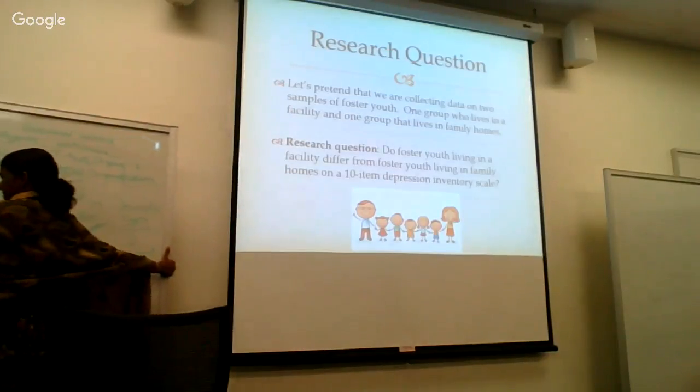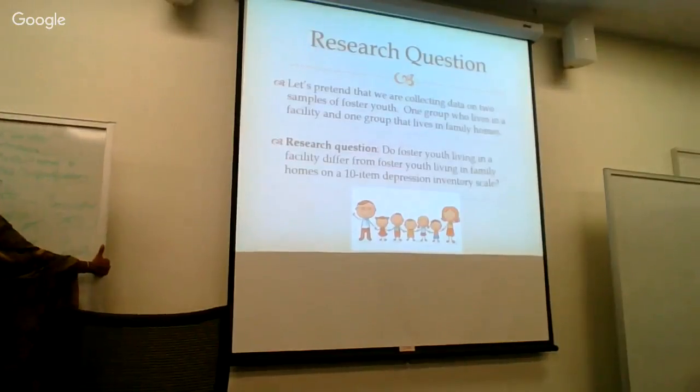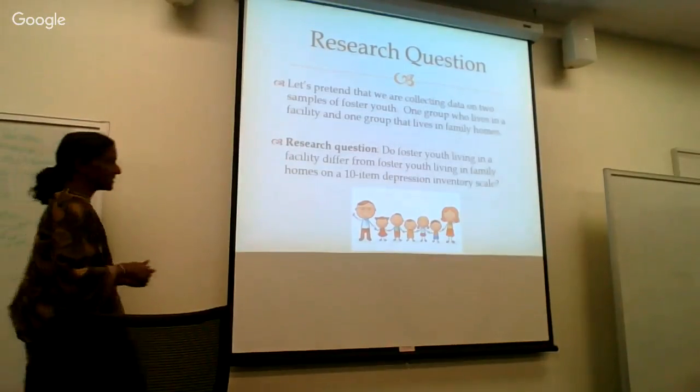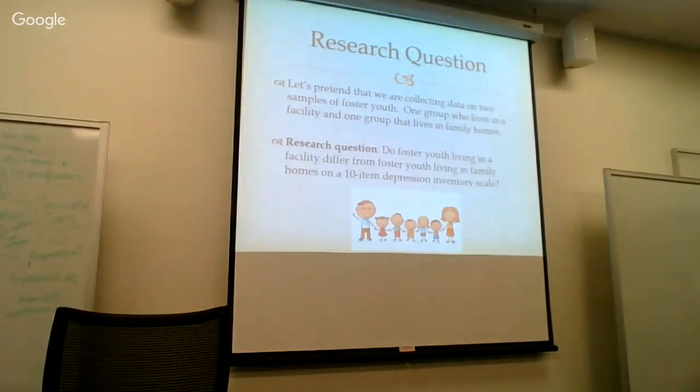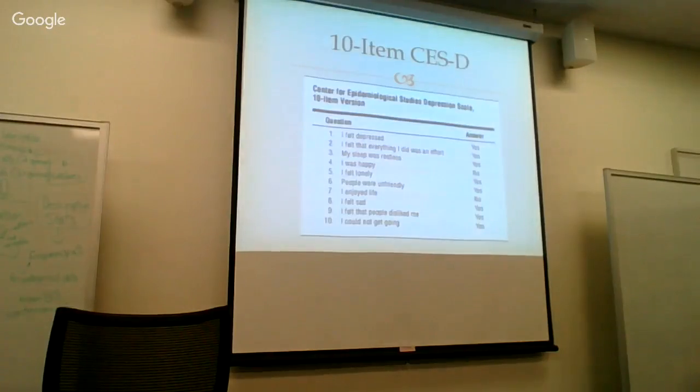So we're going to spend some more time talking about data and see what we can do with it. Let's pretend that we are collecting data on two samples of foster youth, one group who lives in a facility and one group that lives in family homes. Research question: do foster youth living in a facility differ from foster youth living in family homes on a 10-item depression inventory scale? This is just a hypothetical thing I came up with.